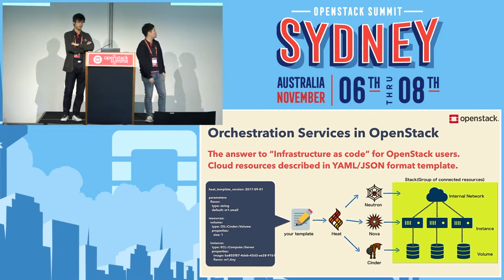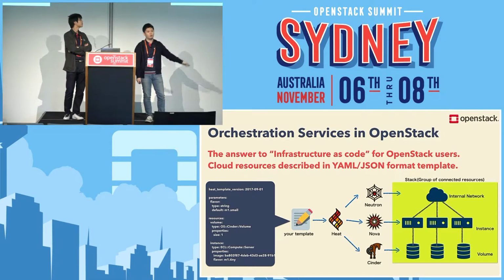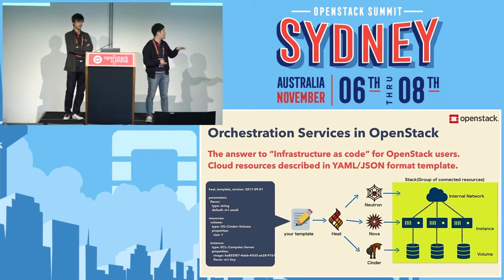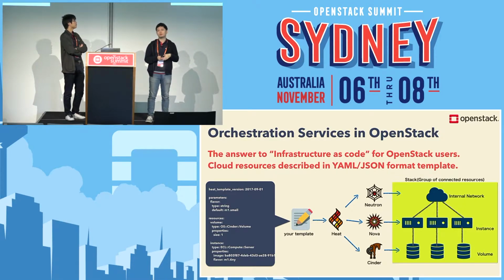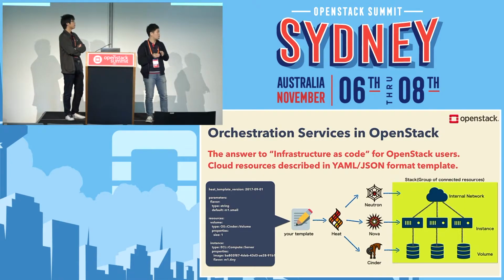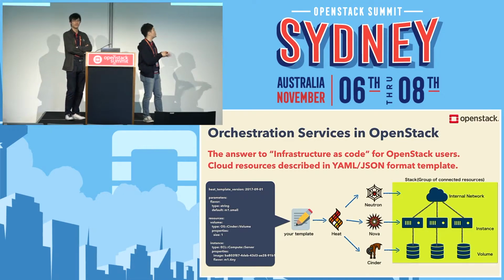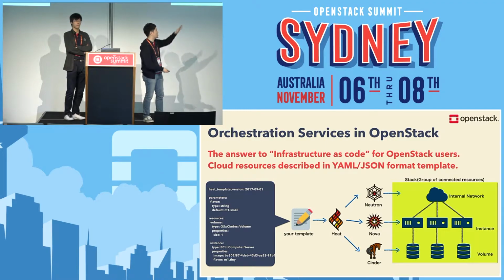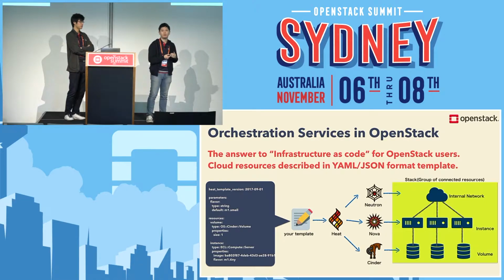But without Heat, you have to contact Neutron, Nova, and Cinder, all of them. And you also have to resolve the dependencies among the multiple resources. For example, if you want to create instances, you have to specify which network your instance connects to, right? So you have to resolve that kind of order to create each resource. But if you have Heat, Heat becomes a kind of single interface for you. You don't need to talk to each of Neutron, Nova, and Cinder. You can talk with only Heat.